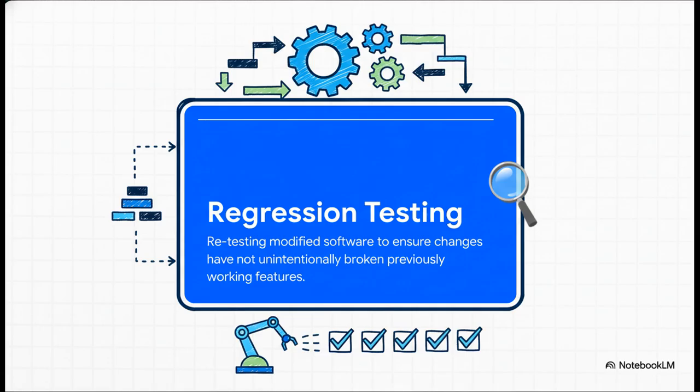Okay, and there's one more really important concept in the playbook: regression testing. So imagine the developers add a cool new feature. Awesome. But what if that new code accidentally broke something else that used to work just fine? Regression testing is the safety net that prevents that. It's all about rerunning old tests to make sure the software hasn't taken a step backward.